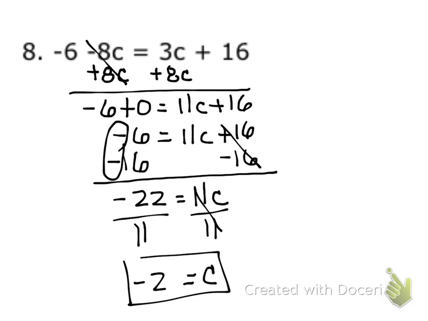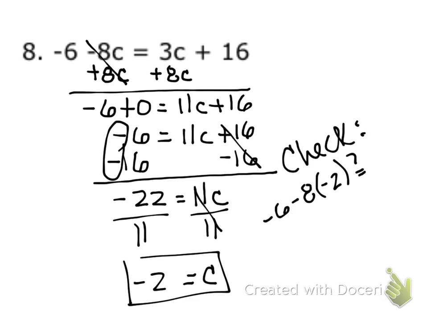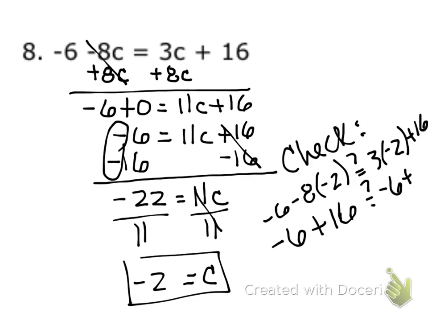If I want to check that, I'll have negative 6 minus 8 times negative 2. Does that equal 3 times negative 2 plus 16? Negative 6, now we have a negative 8 times a negative 2, we're going to get a positive 16. Does that equal negative 6 plus 16? In this one you don't even have to go any further because you have the exact same thing on both sides, so you know you did it correctly.